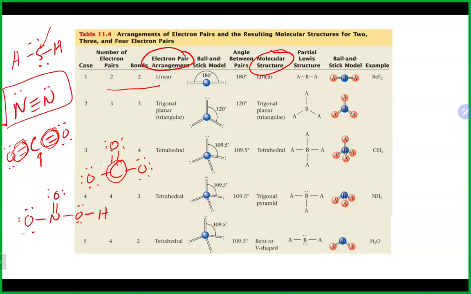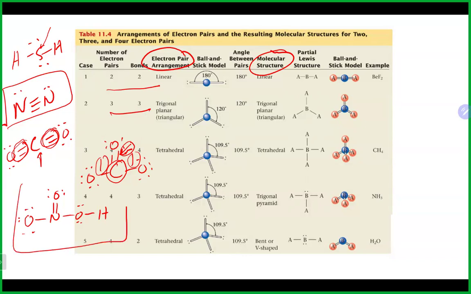It would have 1, 2, and 3, right? Double bond counts as only 1. Number of bonds would also be 1, 2, and 3. They all would count as 1. So that would put us right here, right? This is going to be trigonal planar for the electron pair geometry, and the molecular geometry will be the same since there's no dots. Question on how to do that there.